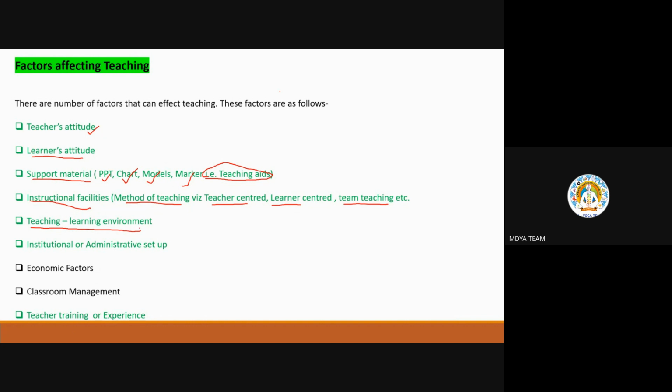So, teaching-learning environment, institutional or administrative setup, which is also a subpart of the environment, economic factors, classroom management, teacher training or experience. If a teacher is a fresher or doesn't have previous experience, it might affect how the teacher manages the classroom. Economic factors: if I am taking the class, there are some monetary things related to it. For this class there is an internet connection, which needs money. These factors will affect the teaching.